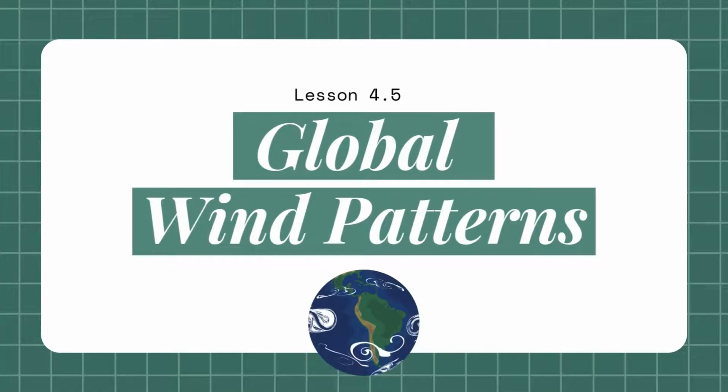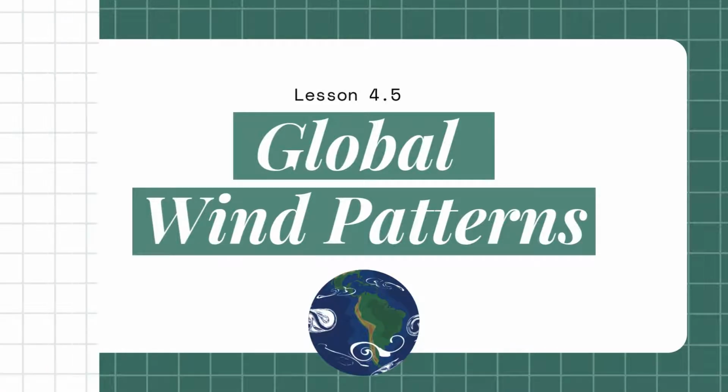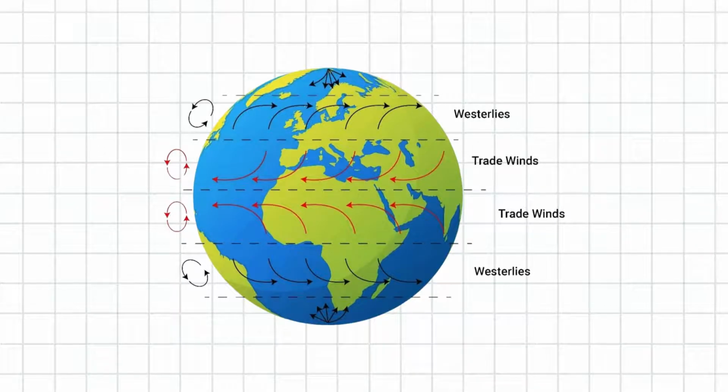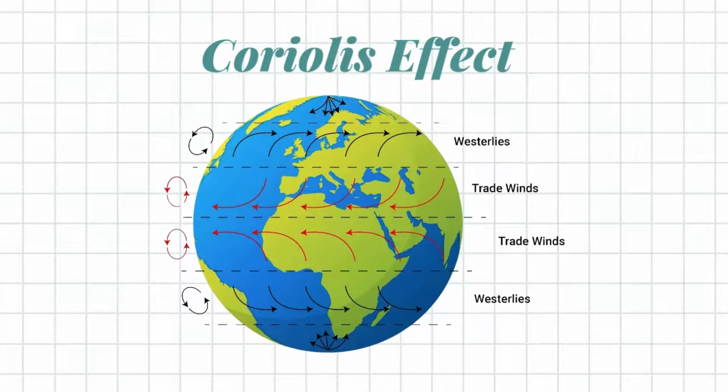Next, we have 4.5, global wind patterns. Global wind patterns are primarily driven by the sun's energy and the rotation of the Earth. These winds play a major role in distributing heat, moisture, and energy around the globe, which also affects our climate and weather. The Coriolis effect causes winds to curve as a result of the Earth's rotation underneath them.